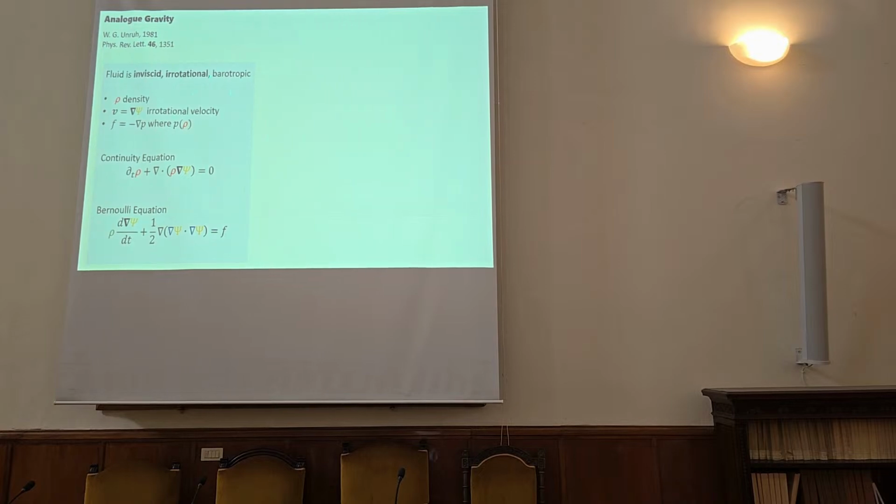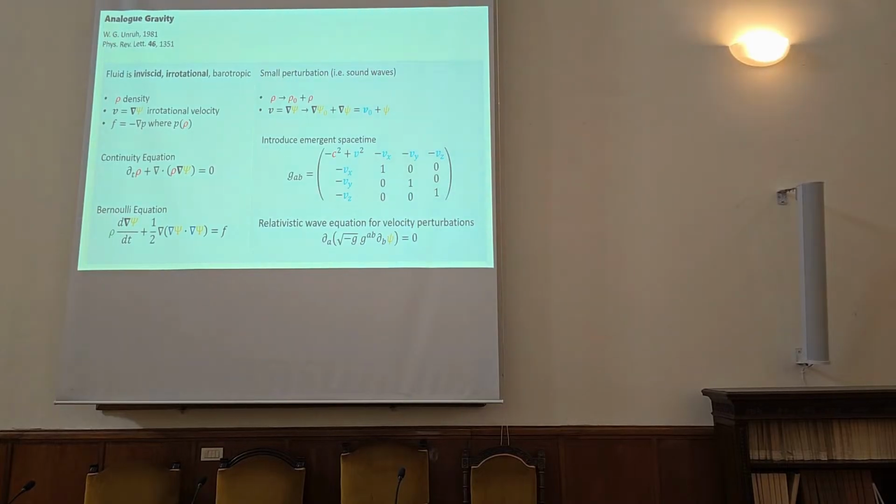Because it's barotropic, you don't really have a separate pressure, because the pressure is a function of the density. So you have two scalars: the density and the velocity potential. Then if you look at the fluid equations, you have the continuity equation and the Bernoulli equation. To map this onto black holes, you need to look at small perturbations, as I said, so you perturb around the density and the velocity field. If you do this, you can rewrite the set of equations as a single relativistic wave equation for the perturbations of this field.